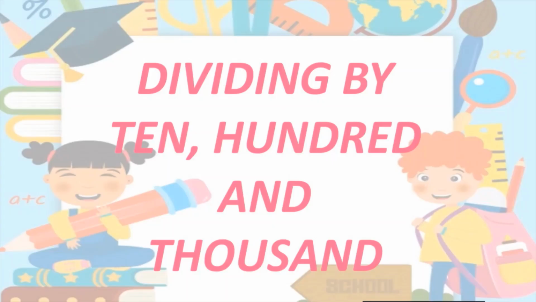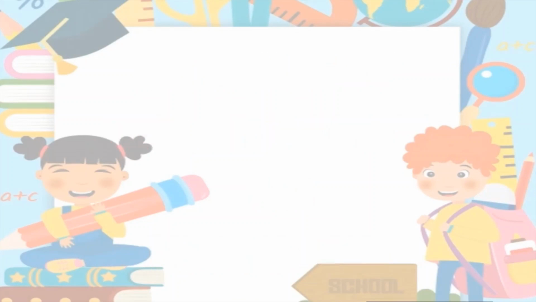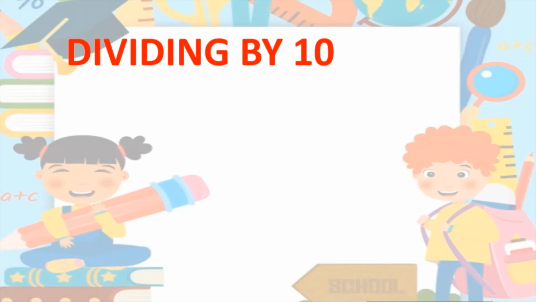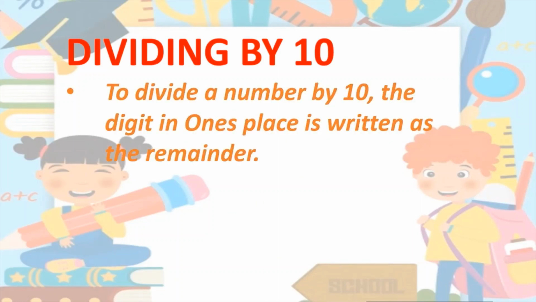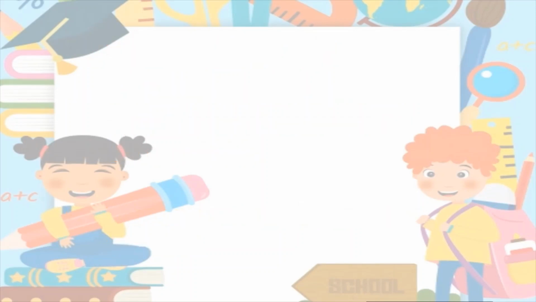Division of a number by multiples of 10. That means dividing by 10, 100, 1000 and so on. First we learn dividing by 10. To divide a number by 10, the digit in the ones place is written as the remainder. The rest of the digits form the quotient. So let us see through an example.